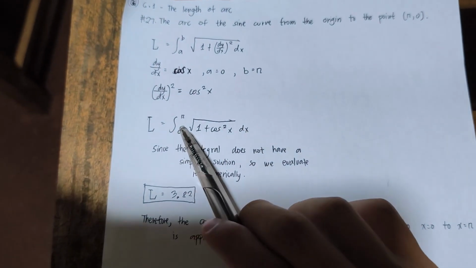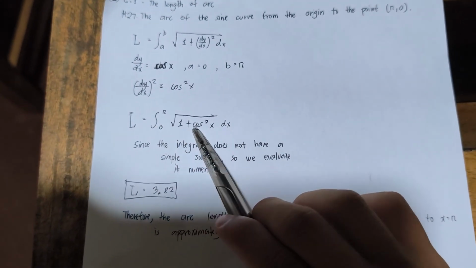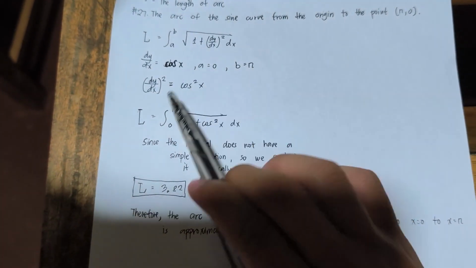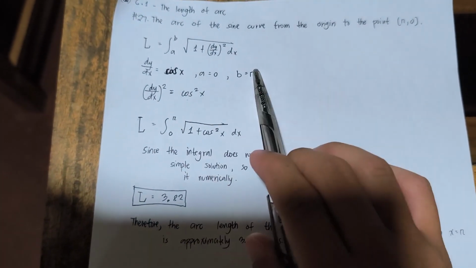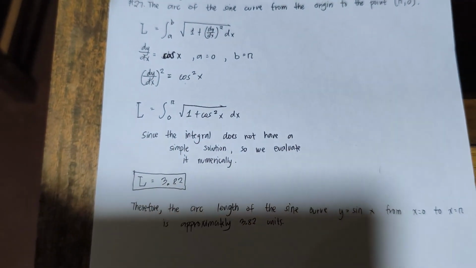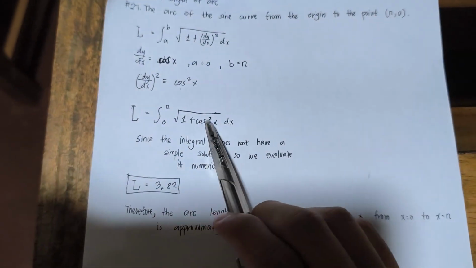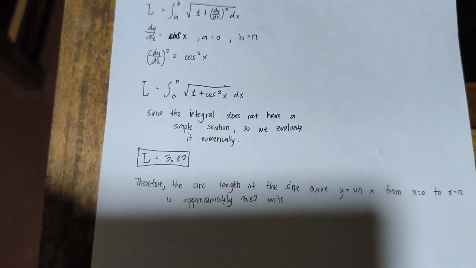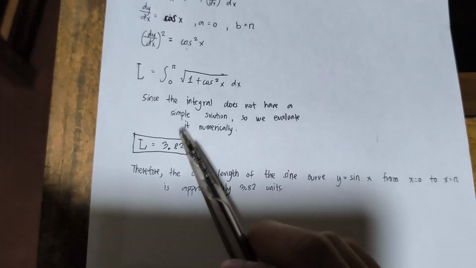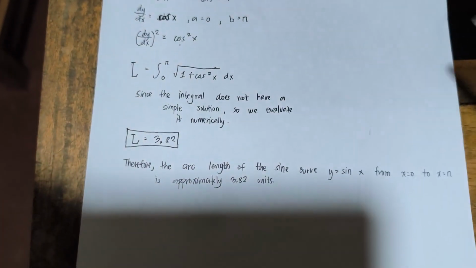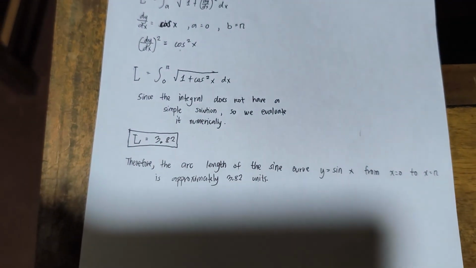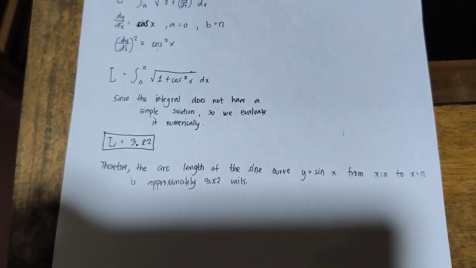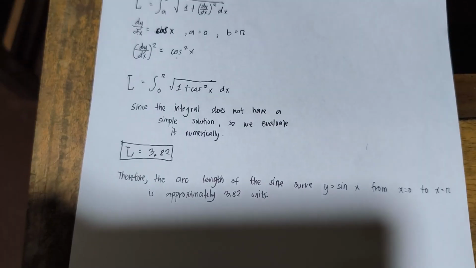So we have the integral of the square root of 1 plus cosine squared x dx from 0, which is a, to pi, which is b. Since this integral does not have a simple solution, we will evaluate it numerically. So we have 3.82. Therefore, the arc length of the sine curve y equals sine x from 0 to pi is approximately 3.82 units.